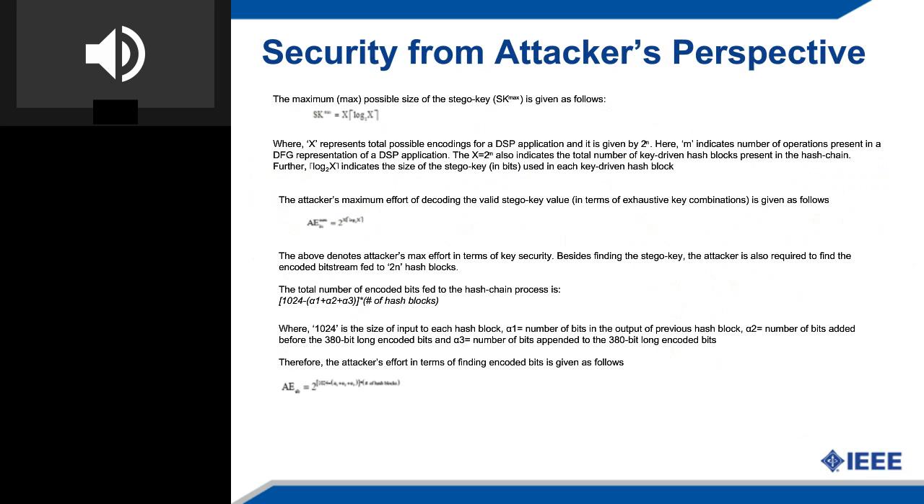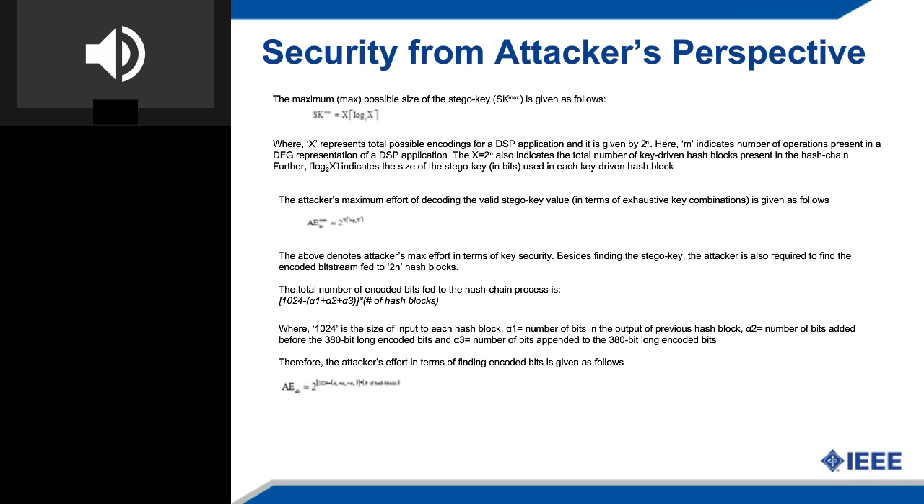Also, talking a little bit from the security perspective, we can do a security analysis from an attacker's point of view. The maximum possible size of a stego key is given as x log 2 of x, where x represents the total possible encodings of a DSP application and is given by 2 to the power m. Here m indicates the number of operations present in the DFG of a DSP application, and x equals 2 to the power m also indicates the total number of key-driven hash blocks present in the hash chain. So that's how we get the maximum possible size of a stego key.